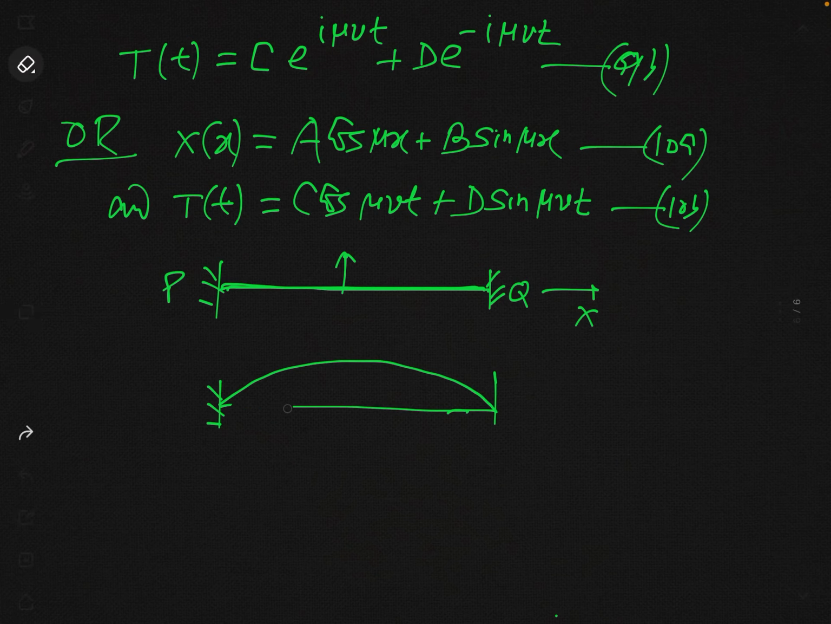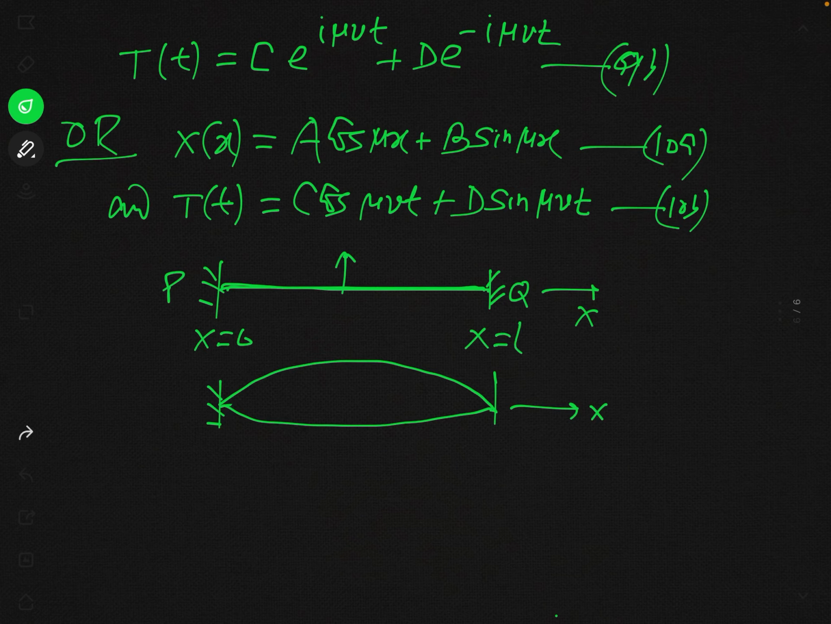So the string, while vibrating, will be like this, and a transverse wave is set up, and that wave travels in the x direction. Now consider that here x is equal to 0 and here x is equal to L. It means the length of this string is equal to L. So x equal to 0 and x equal to L at both ends.